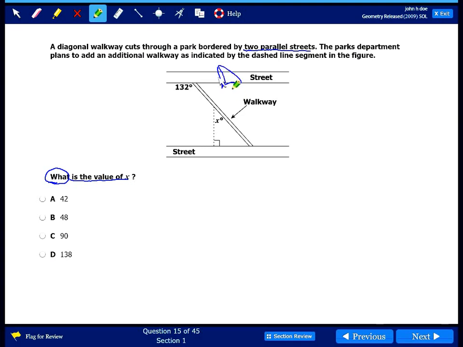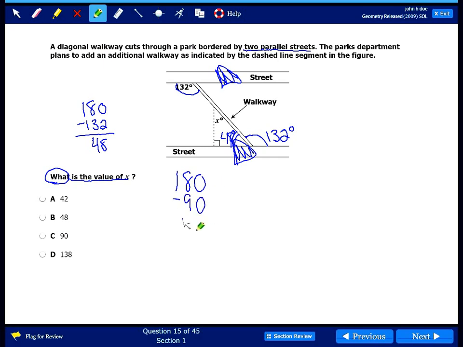So remember, we have 2 parallel streets. So if this is 132, this one right here has to be 132. That's outside the triangle. Inside the triangle is just 180 minus 132, which is 48. So what's x need to be? 180 minus 90 minus 48. So our answer is just 42.